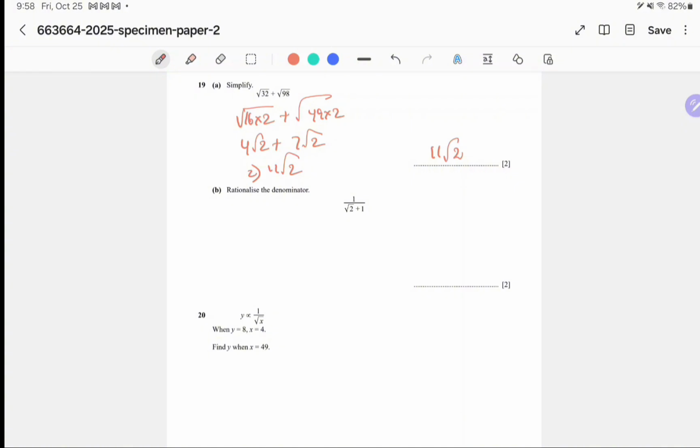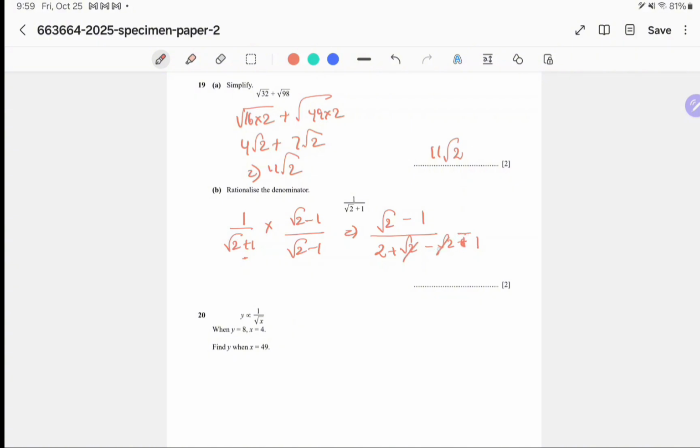Rationalize the denominator. It is very simple. So 1 by root 2 plus 1, multiply by the same but change the sign to minus. So root 2 minus 1 divided by root 2 minus 1. Here it is root 2 minus 1 at the top, and multiplying these two at the bottom, you will get 2, plus root 2, minus root 2, minus 1.